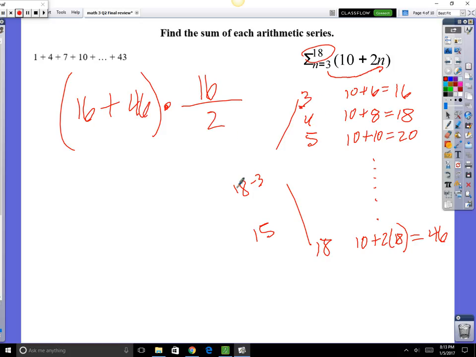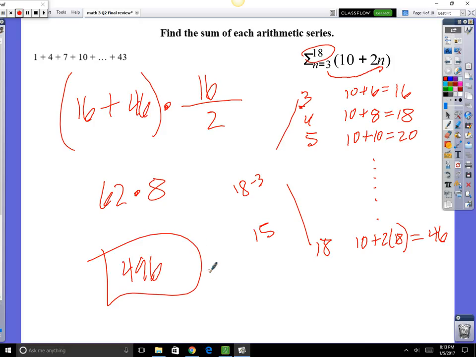And then you cut that in half. So 16 plus 46 is 62. And you're going to times that by 8. So 62 times 8. Those should add and give you 496.